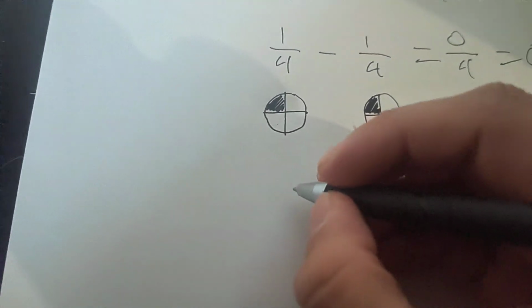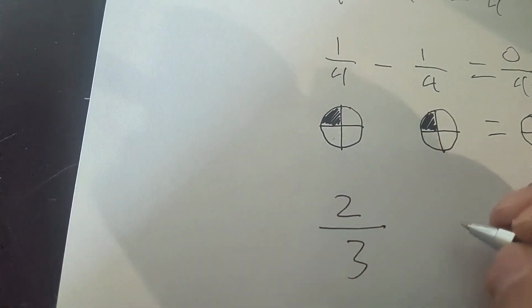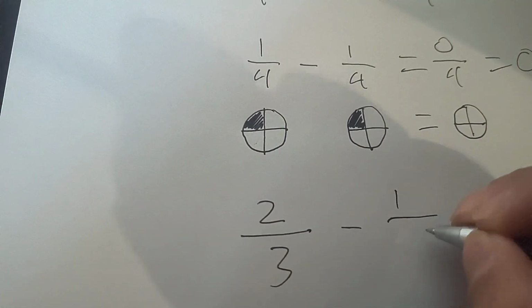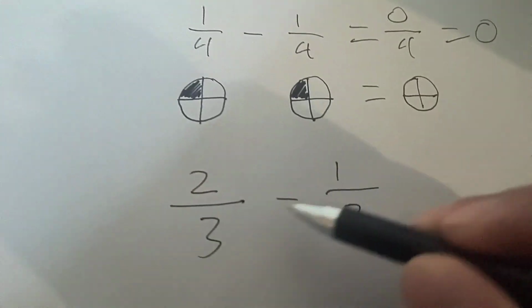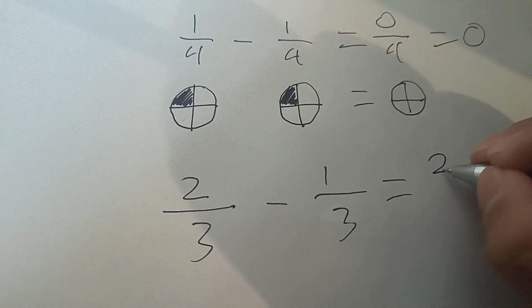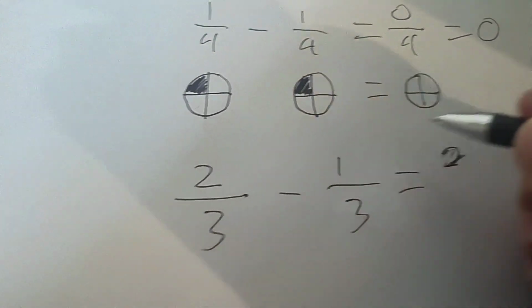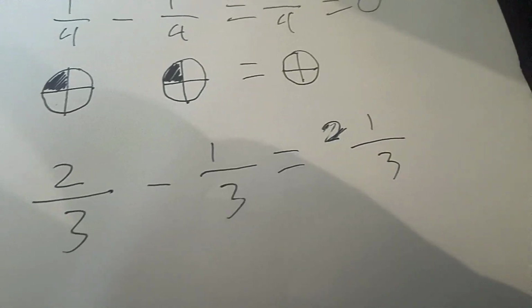Another example could be 2 out of 3 minus 1 out of 3. Well, 2 out of 3 minus 1 out of 3. Again, you subtract the numerators. 2 minus 1 equals 1. And keep the denominator the same.